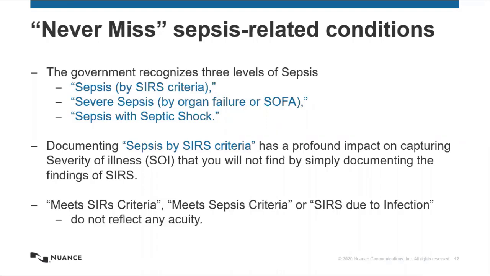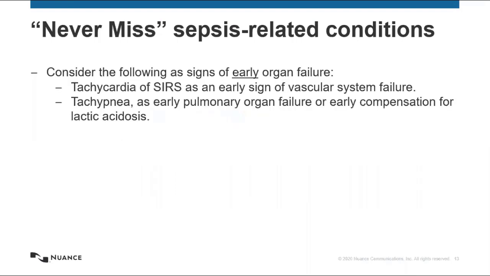Please avoid terms like meets SIRS criteria or meets sepsis criteria or SIRS due to infection, because these will not be coded. They will not be interpreted. They do not reflect acuity. If you're having troubles with this, please have a discussion with the medical staff because you can begin to identify some of the SIRS criteria as part of early organ failure. Tachycardia of SIRS can be an early sign of vascular system collapse or failure. Tachypnea could either be early pulmonary organ failure or early compensation for lactic acidosis.